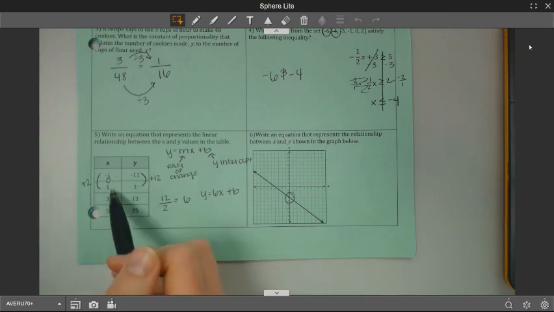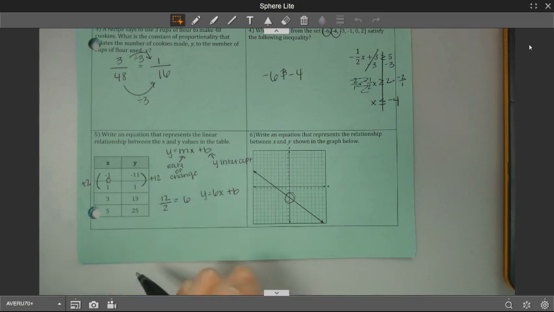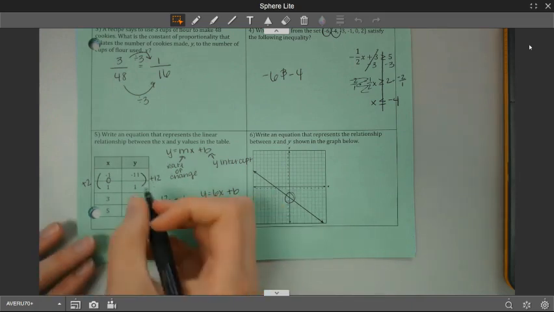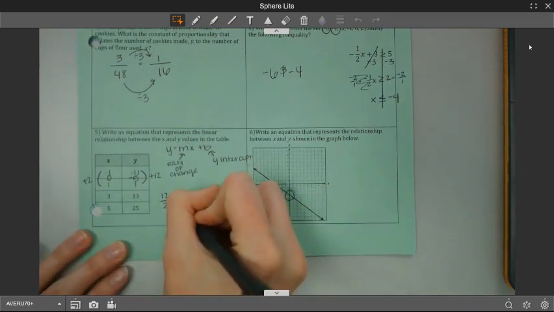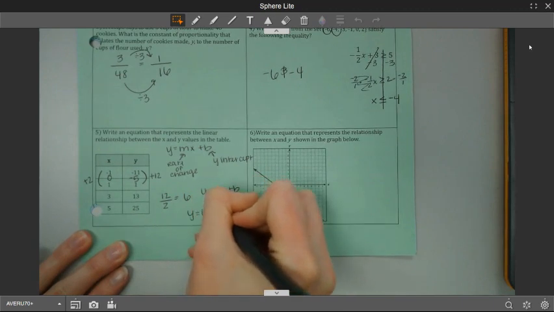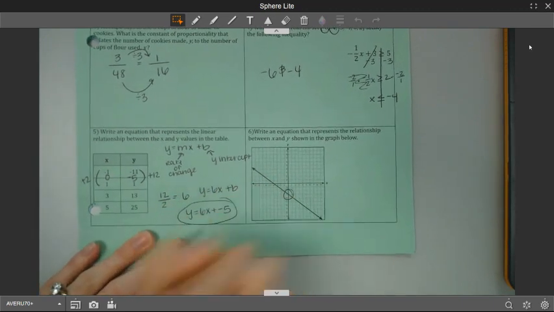Well, if 0 is halfway between negative 1 and 1, the y value should be halfway between these two. Well, what's halfway between negative 11 and 1? If I was to think of it on a number line, that would be negative 5. So our b is just negative 5. Y equals 6x plus negative 5, or minus 5.